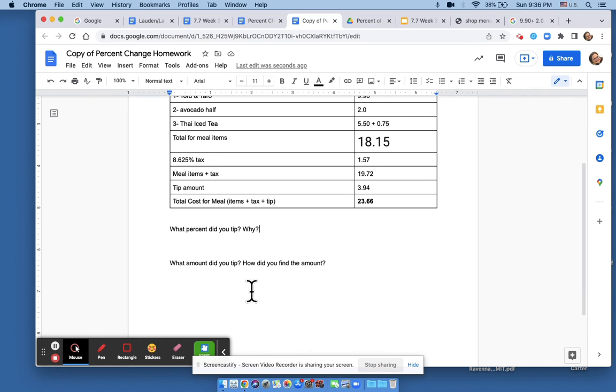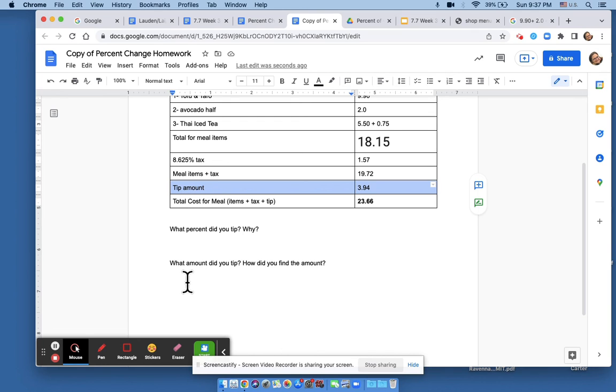The last part of your homework, what percent did you tip and why? And I would say I tipped 20%, because it was good service, and that's my standard tip amount for me. You guys can choose what tip amount you want to give and just give your reason.